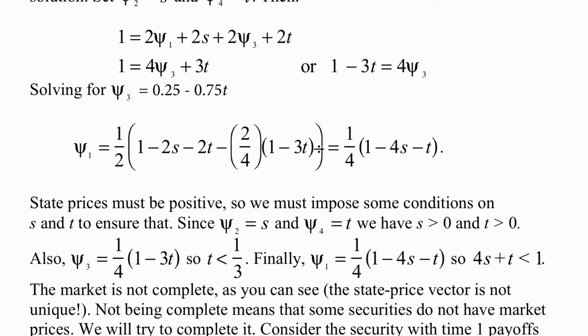Solving for psi 3, 0.25 minus 0.75 t. Psi 1 is 1/2 of 1 minus 2s minus 2t minus 2/4 times 1 minus 3t. And that ends up being 1/4 of 1 minus 4s minus t.